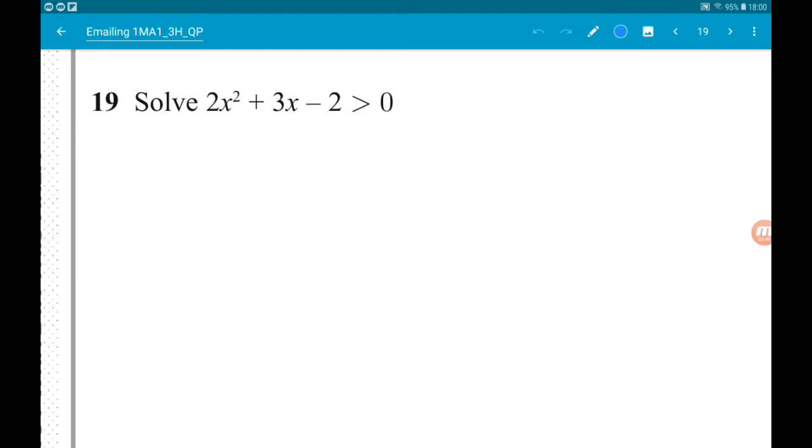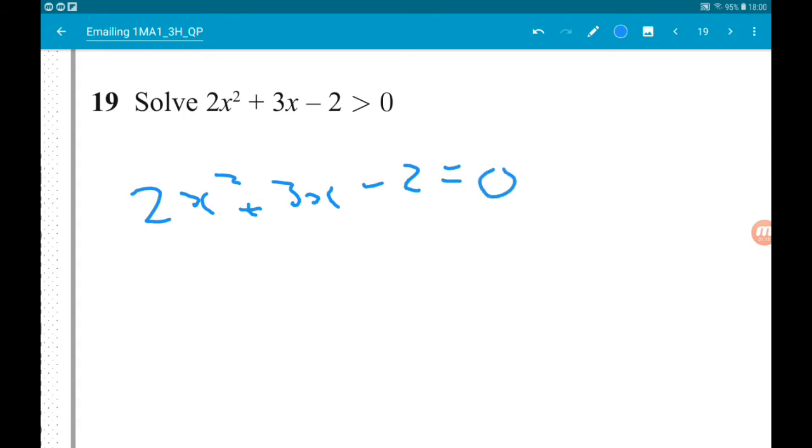So what we do first of all is think about the equation of this, not the inequality. So we find the points where the graph crosses the x-axis. So we set 2x squared add 3x minus 2 equal to 0.